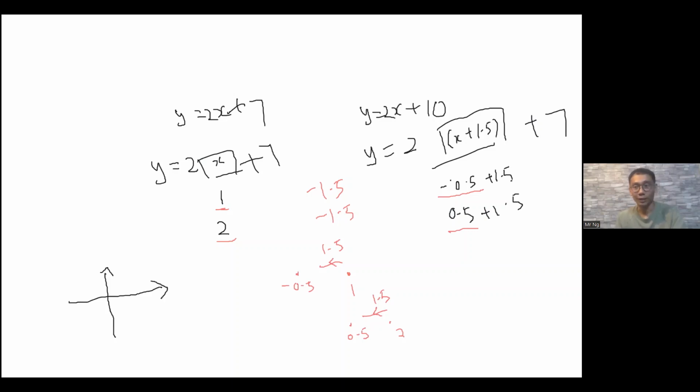Okay, so your knowledge of graphs needs to be very strong throughout your whole high school or JC years, because it's interrelated to a lot of other topics. So for 2x plus 7, your graph is going to look like this.